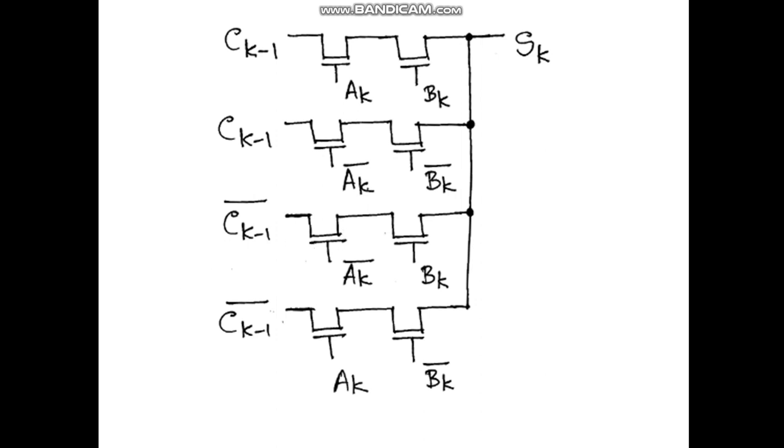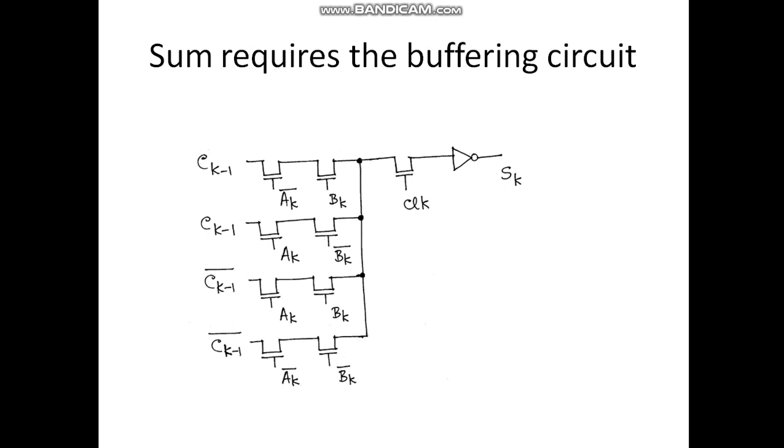And here, since the sum output should be retained for a long time, it requires a buffering circuit. So in a buffering circuit, we use one additional NMOS transistor to which a clock input is given, so that the signal gets periodically refreshed, and an inverter is used.